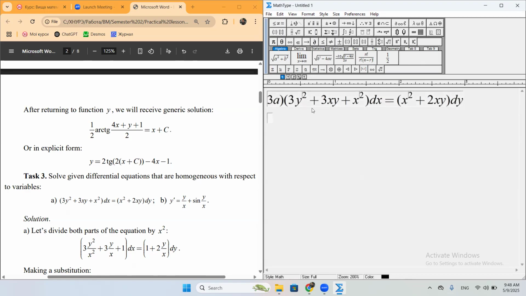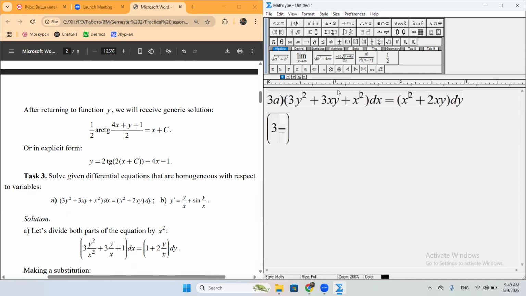This is a homogeneous equation. How to define it? All the terms in x and y here have a power of 2. This is power 2, xy is also a power 2 expression, and this is power 2. So we have the same power for all these terms. Let's divide both parts of the equation by x squared.